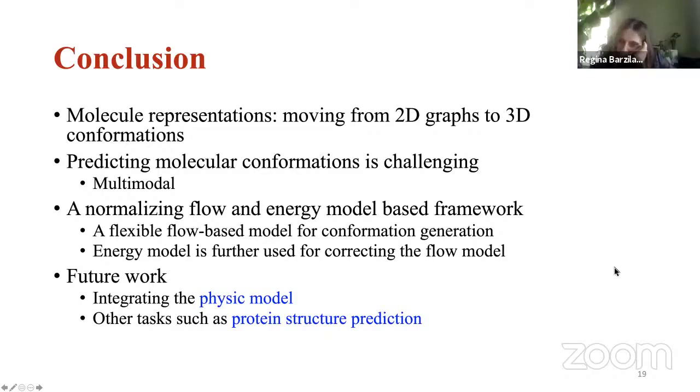Jian, do you want to look briefly at Jeff Blaney's question? Okay. So internal distances are invariant to translation and rotation, yes. So that's why we first generate the distance before generating the conformation.